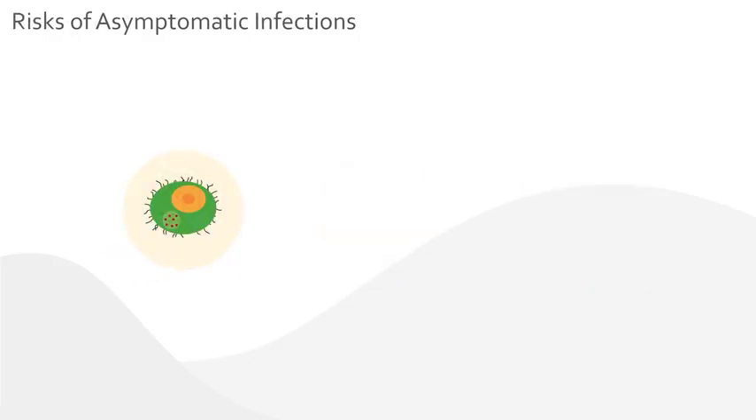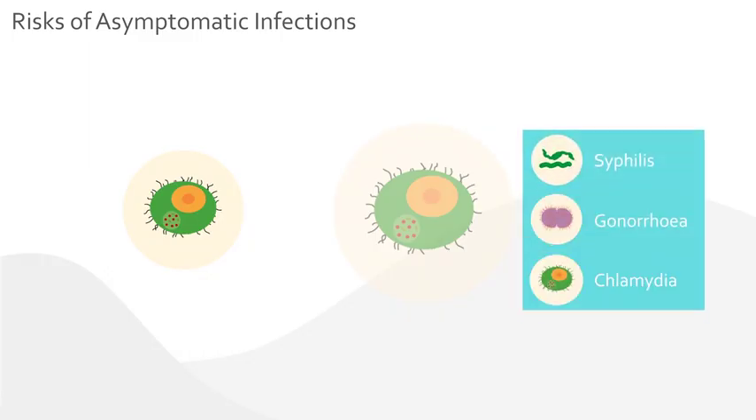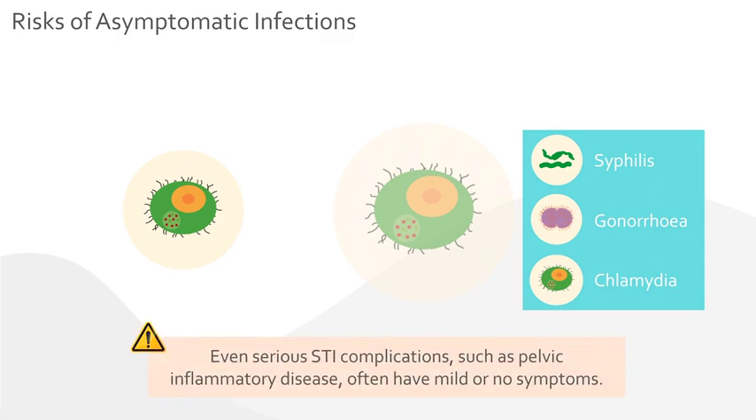In women, silent, asymptomatic infections can be more serious than symptomatic ones. Syphilis, gonorrhea, and chlamydia have serious consequences, yet are often asymptomatic. Even serious STI complications, such as pelvic inflammatory disease, often have mild or no symptoms.